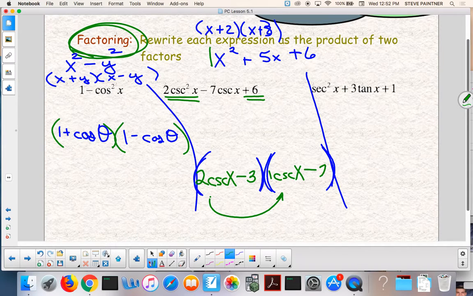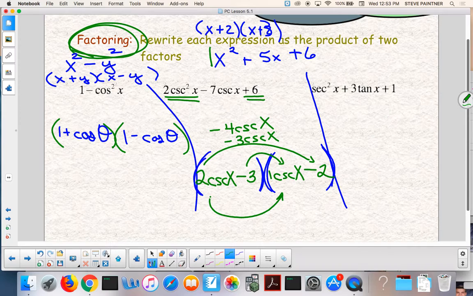Okay, this is what Grace says, 3 and 2. Is it right? Let's see. This times this, inner is negative 3 cosecant. Outer is negative 4 cosecant, which makes -7 cosecant. So, Grace, good job. She got it. Good. You know what? That one was nice. Cosecant squared in front, cosecant in the middle, and constant in the end.